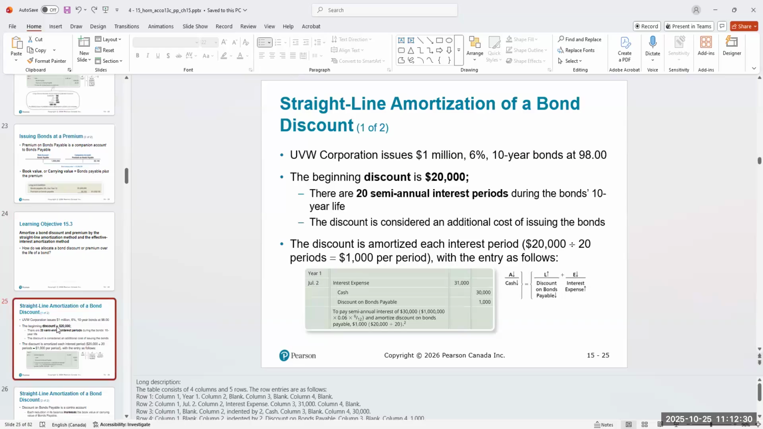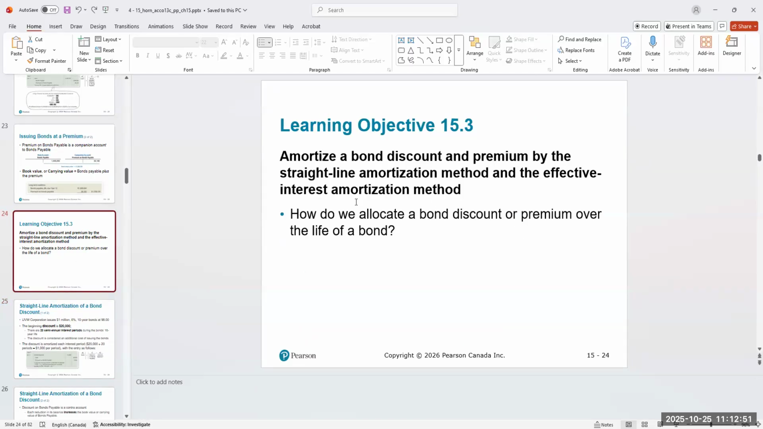Now, we're not going to use the straight line method. For that reason, I'm not going to explain the straight line method. Straight line method is used only for the accounting standard for private enterprises, and it's very straightforward. So for that reason, I'm not going to test you on the straight line method, but I'm going to test you on the effective interest amortization method.